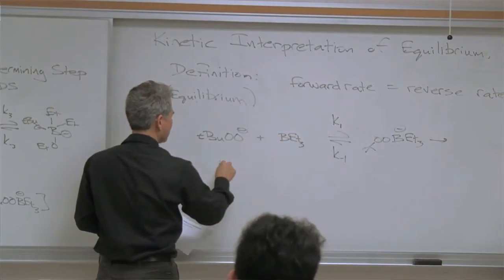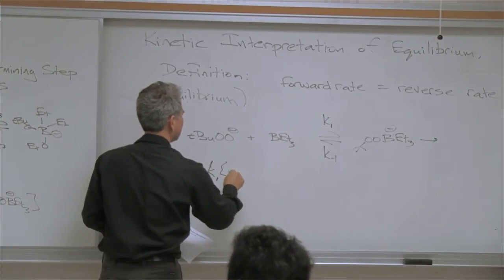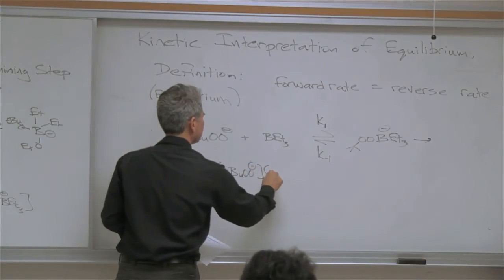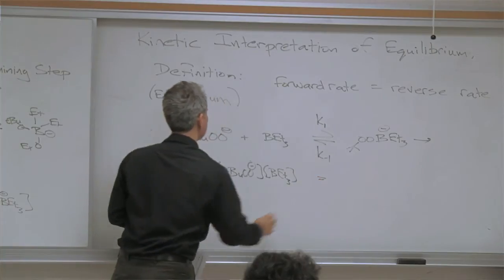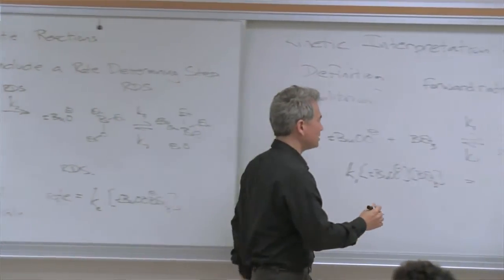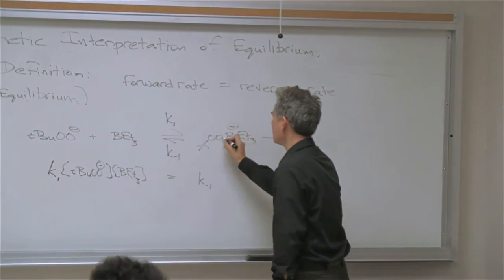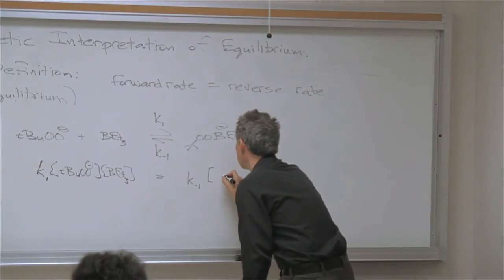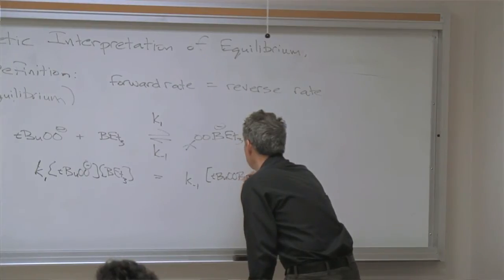We can say k1, right? We can express the rate, times concentration of these species for the starting materials, here's the rate expression, must be equal to the rate expression for the reverse rate, k minus 1 times the T-butyl hydroperoxide, the rate at which this T-butyl hydroperoxide pops out and regenerates these two starting materials. And this is a unimolecular process.